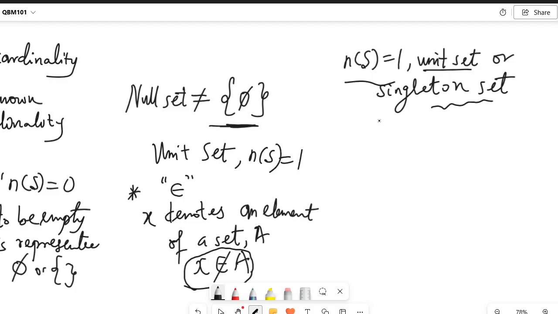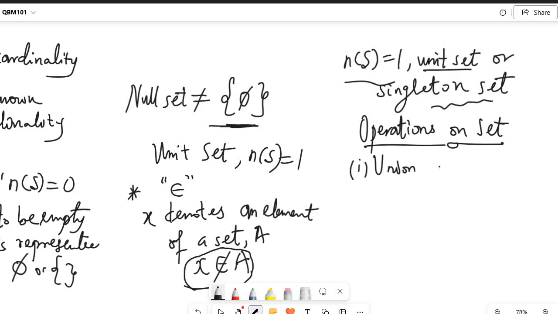Now, you could also carry out operations given different sets. Some of the operations that we have are operations on sets. Some people call it set algebra, however way it goes. Those are just notations. The first one is union of sets.